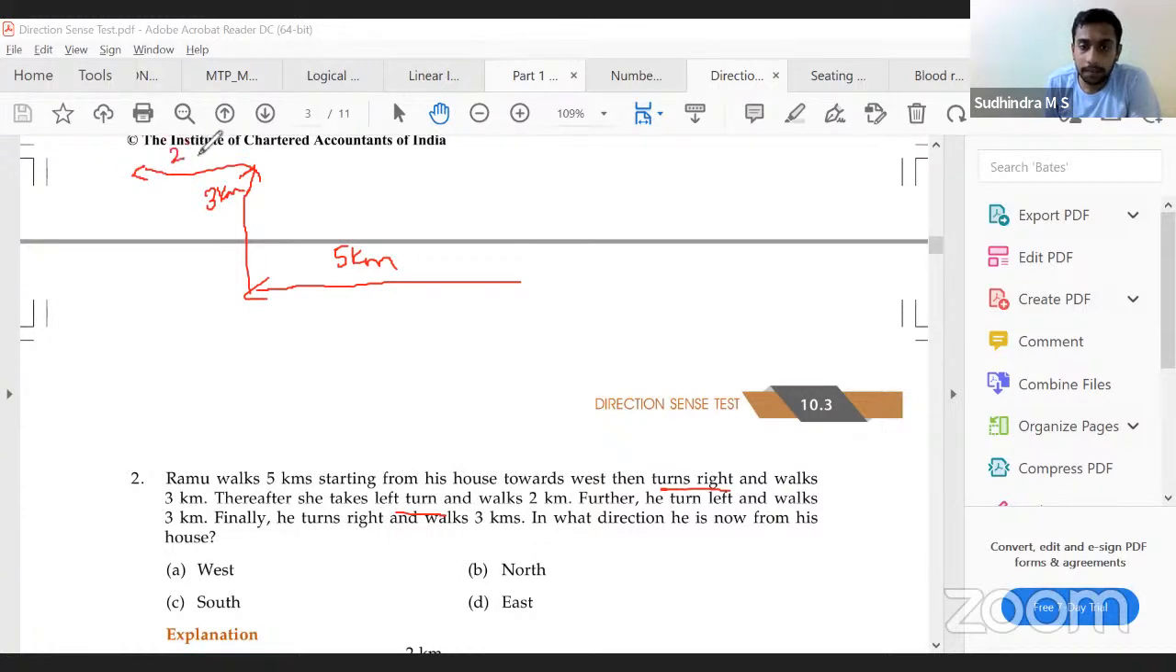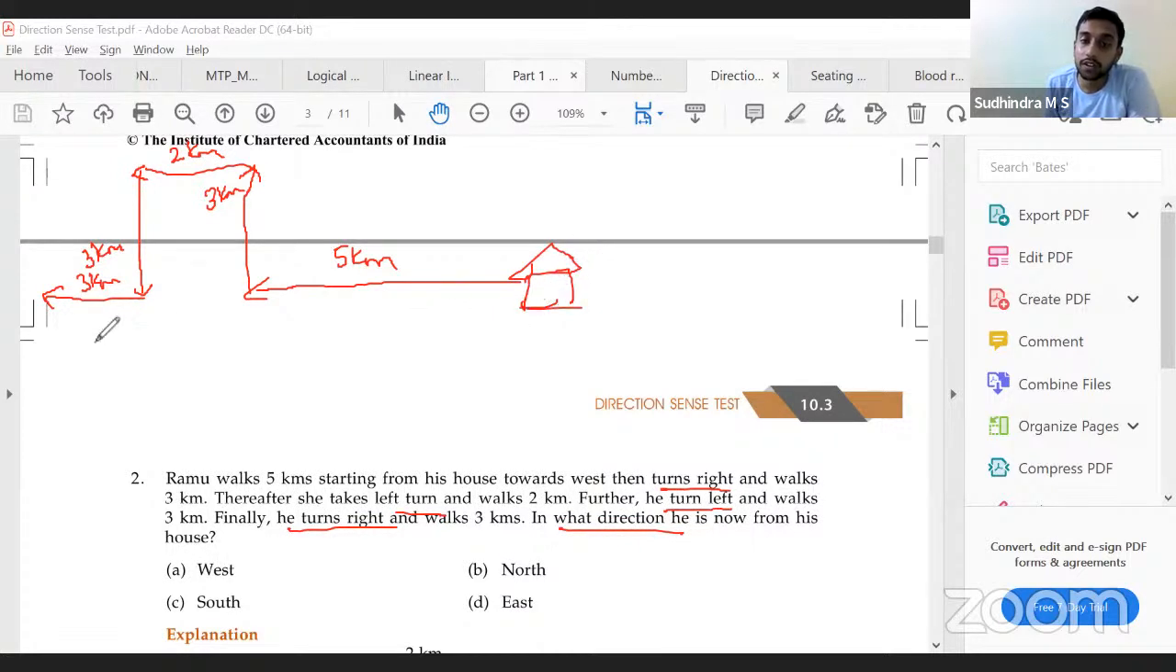then turns left, walks 3 kilometers. Finally, he takes right turn. So right means this side. Left side, correct. Takes right and walks 3 kilometers. So in what direction is he from his house now? This is his house. West.